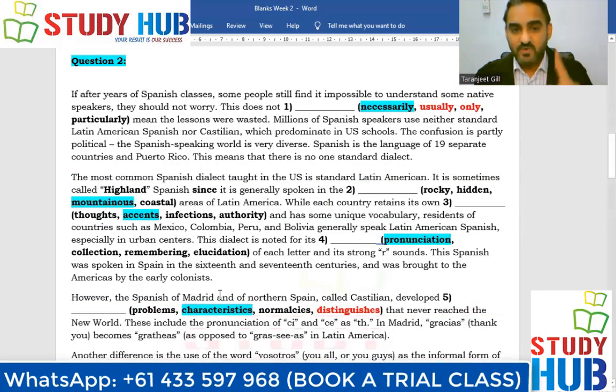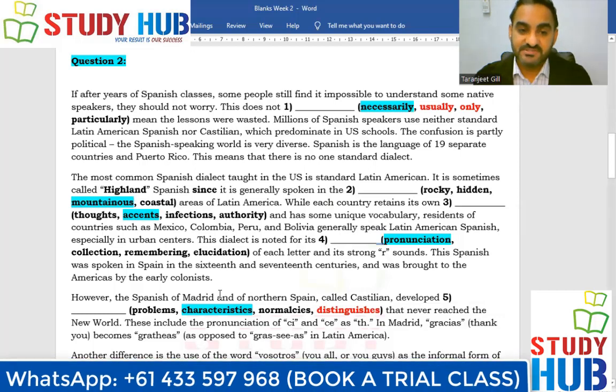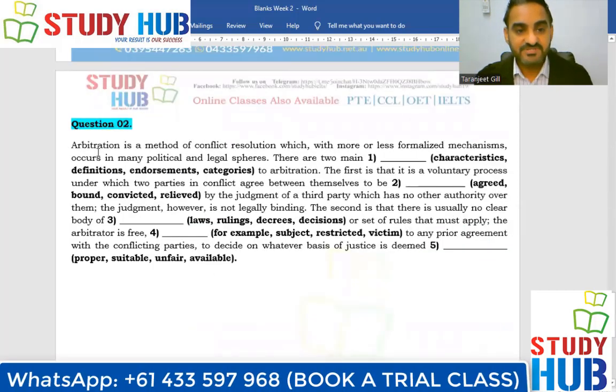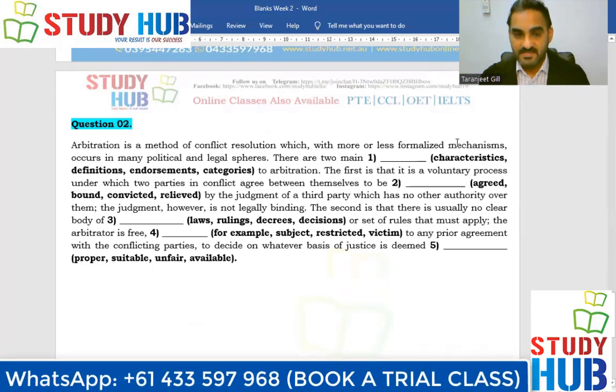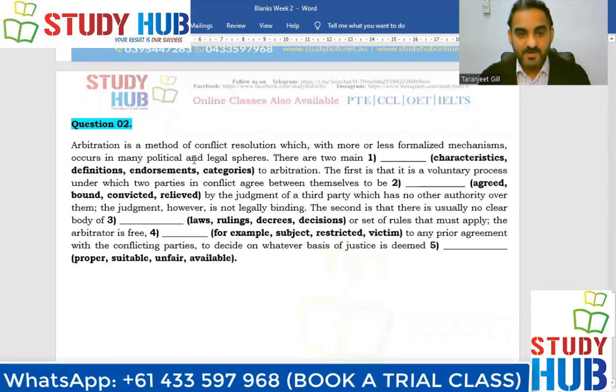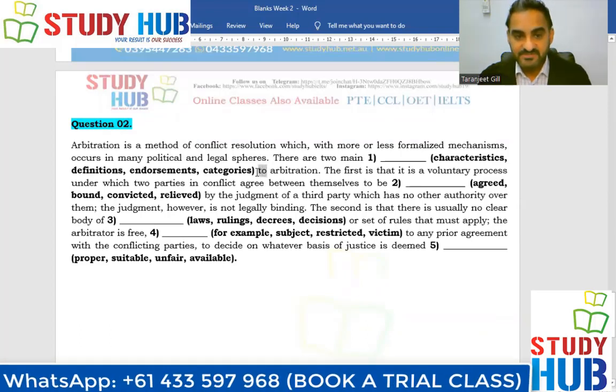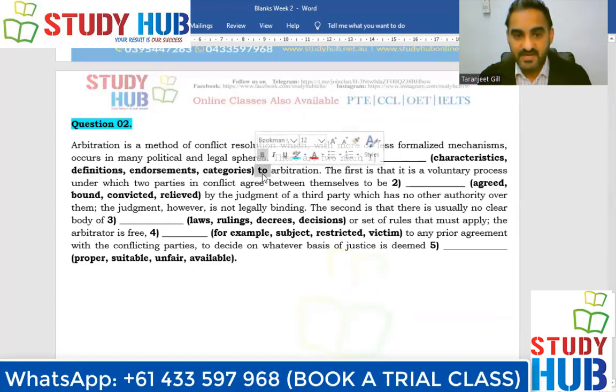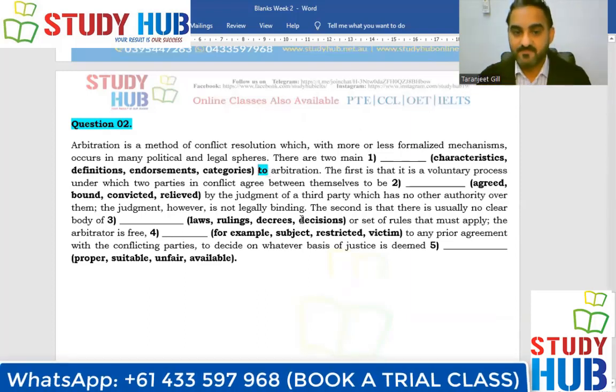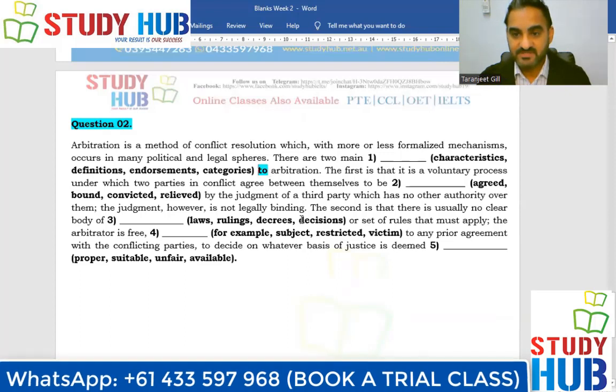Now, let's do one more question, and this will be about collocations. Look at this question. Arbitration is a method of conflict resolution which, with more or less formalized mechanisms, occurs in many political and legal spheres. There are two main dash to arbitration. As soon as you see that, always make sure you straight away focus on your preposition. There are two main dash to arbitration.